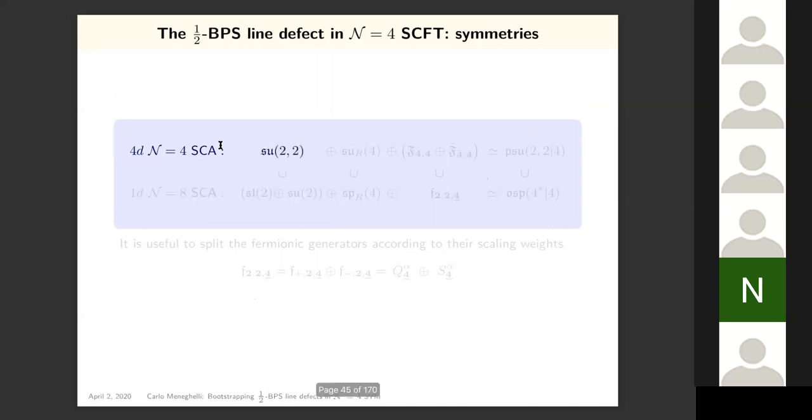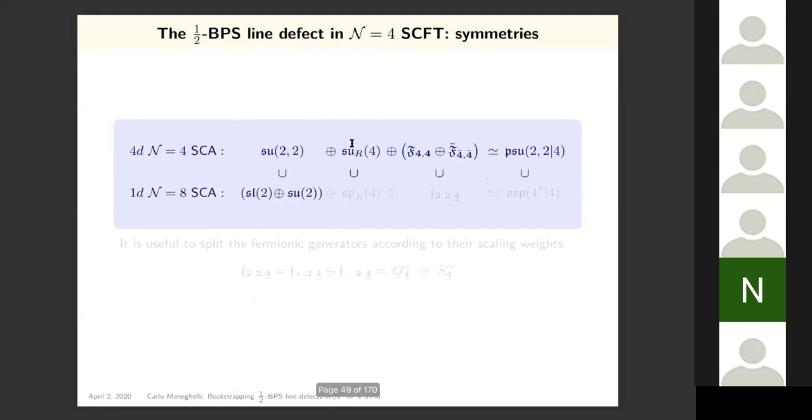We have a conformal algebra, which in 4D is SU(2,2). We have an SU(4) R-symmetry. And then we have 32 fermionic generators, so 4 times 4 plus 4 times 4, which are in the 4 and 4-bar of this bosonic subalgebra, and this is PSU(2,2|4), one of our favorite superalgebras.